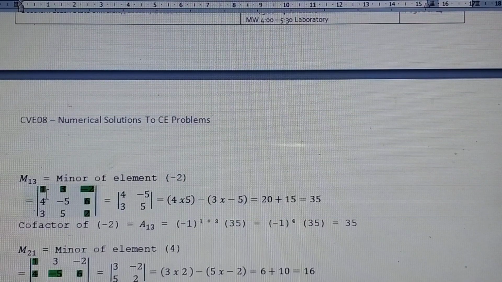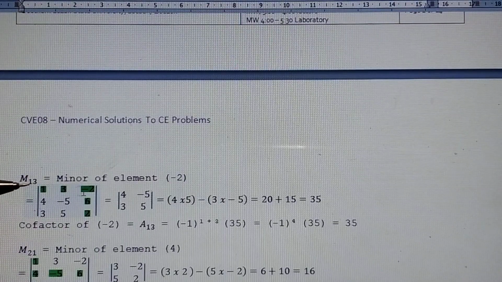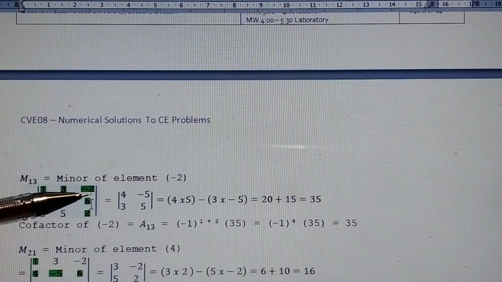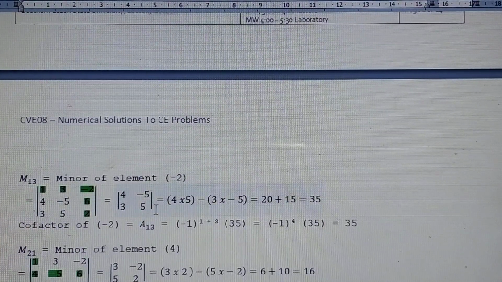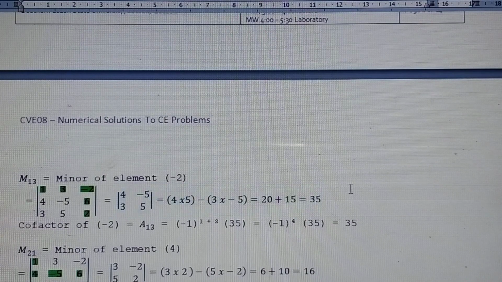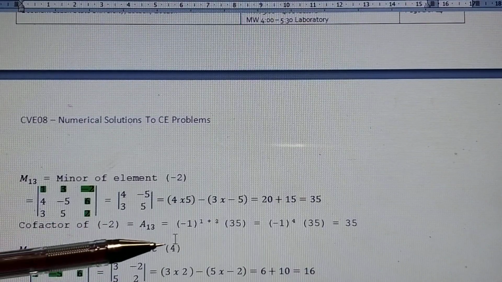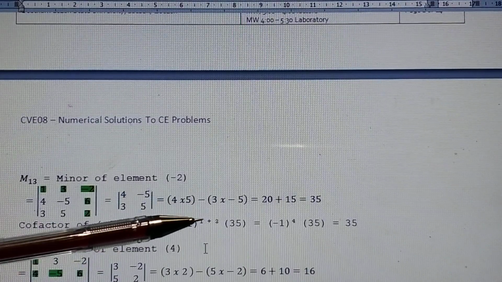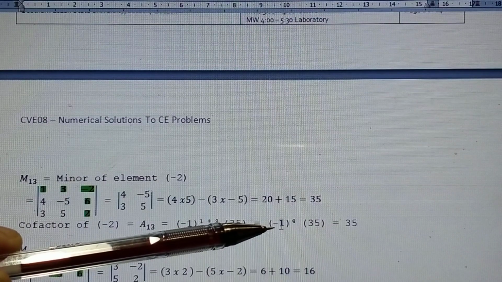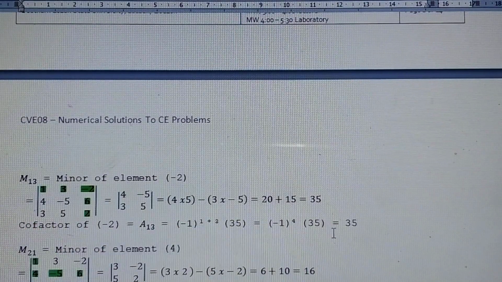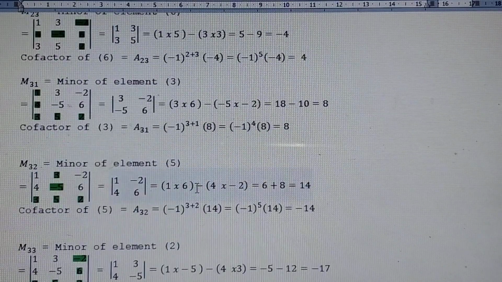Then, M13 means the element in row 1, location column 3. So that is negative 2. Then proceed. This is its minor, the one without color. Then proceed to elementary operation. That is 35. Then the cofactor, since it is the negative 2, negative 1 raised to row 1, column 3, that is 4. So this will be positive 1 multiplied by 35. That is 35. All of this is repeated so that you get used to it.